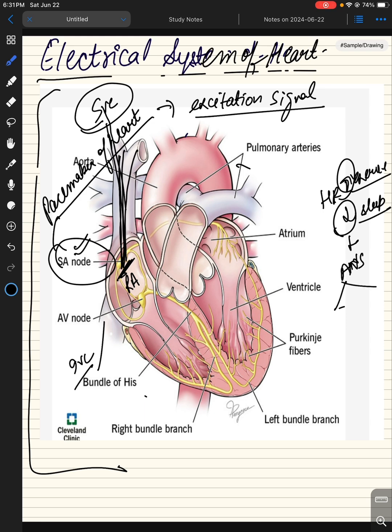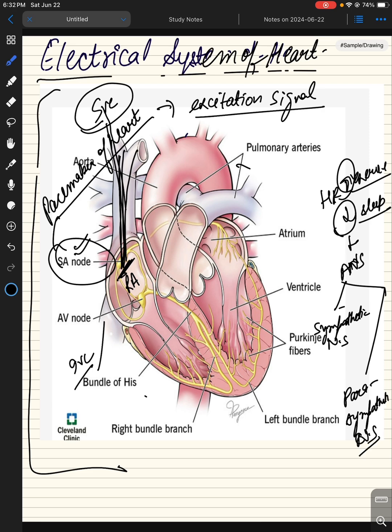Now some of you are thinking, what is the autonomic nervous system? The autonomic nervous system has two categories. Sorry, I'm going beyond the topic, but just for your clarification, it has the sympathetic nervous system and it also has the parasympathetic nervous system.